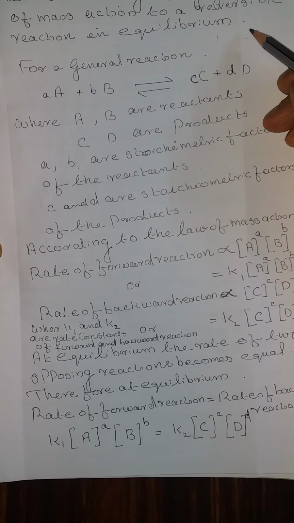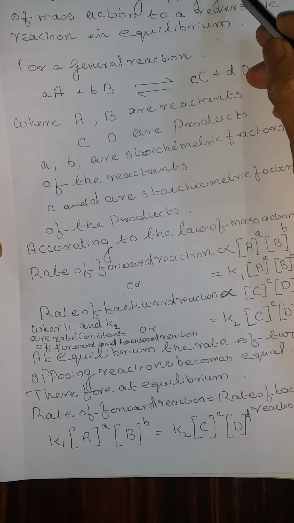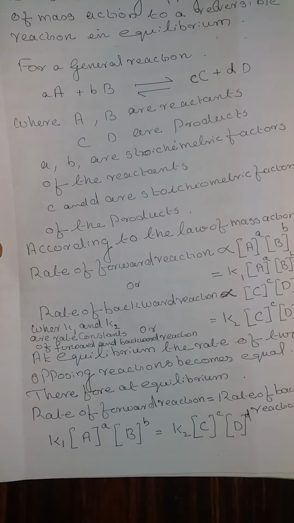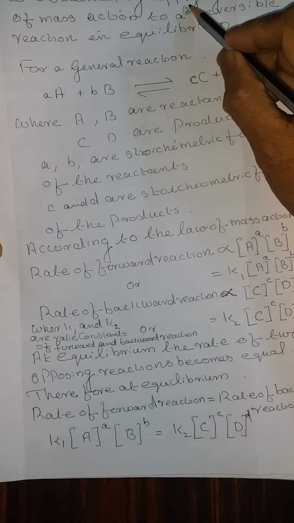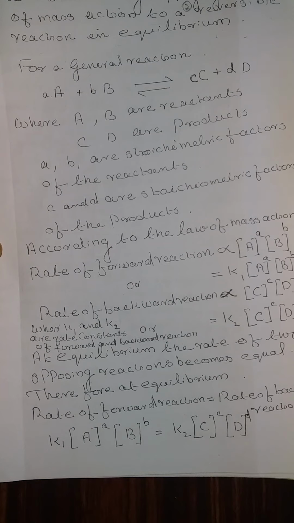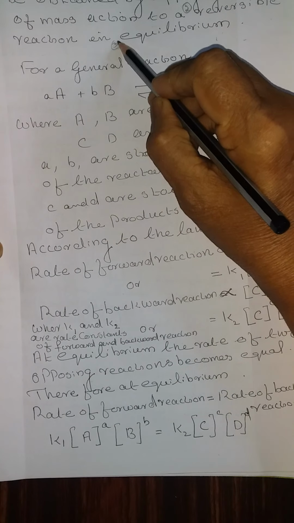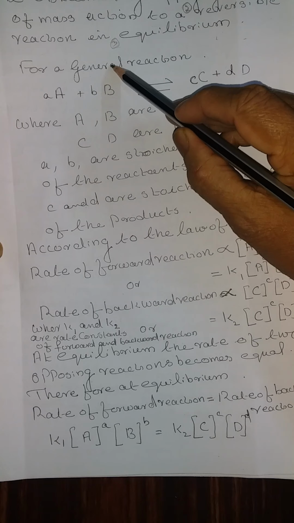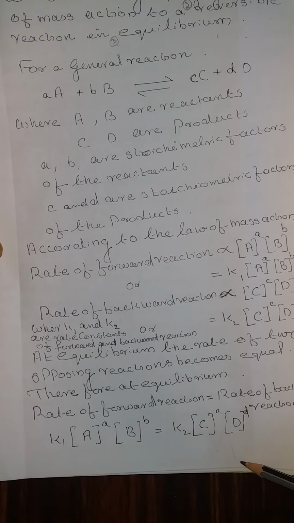We have to satisfy three conditions. One, we have to apply law of mass action. Two, it should be a reversible reaction. And three, the reaction should be in equilibrium. Under these three conditions only we can derive the equilibrium constant.